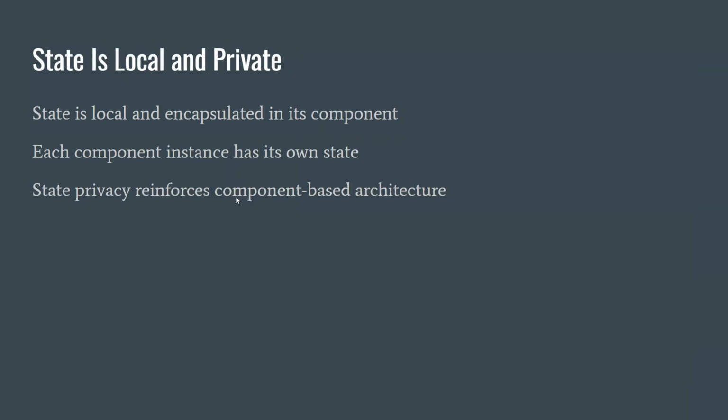State is local and private. This is a key characteristic of React state, because React emphasizes encapsulation. So state is local to the component it's defined in. What does that mean? This means that if you have multiple instances of the same component, each instance maintains its own independent state.